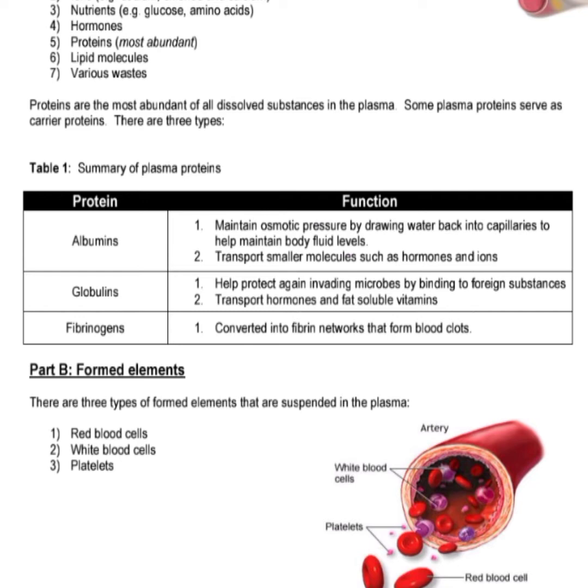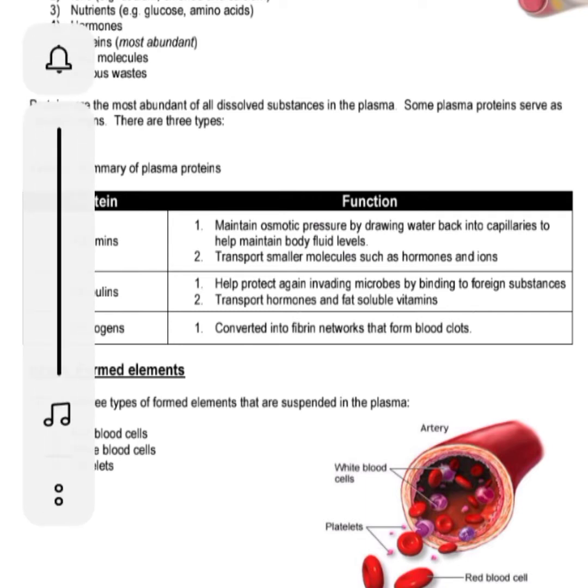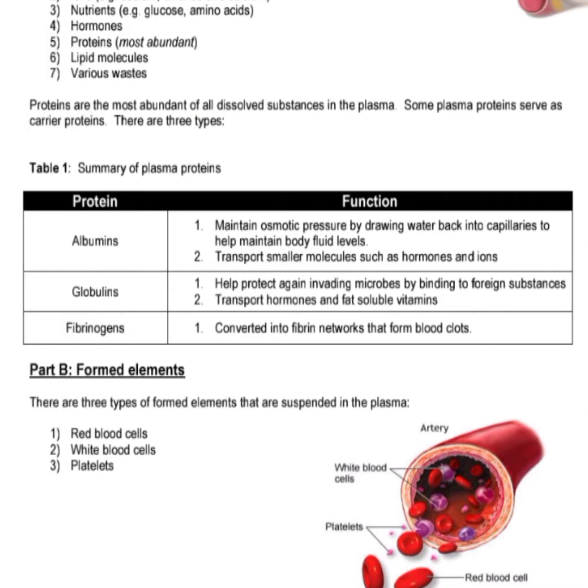Part A, plasma. The plasma is the light yellow liquid portion of the blood and is about 90% water. Dissolved in the plasma are: 1. Gases, e.g. nitrogen, carbon dioxide, and oxygen. 2. Ions, e.g. sodium, chloride and calcium. 3. Nutrients, e.g. glucose, amino acids. 4. Hormones. 5. Proteins, most abundant. 6. Lipid molecules. 7. Various wastes.